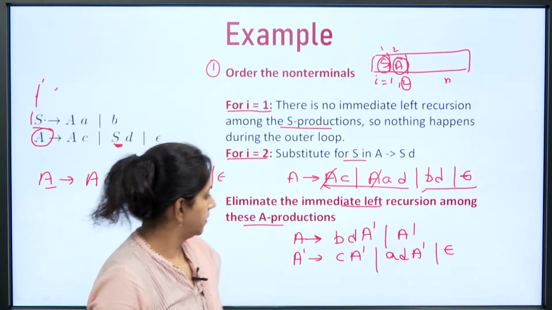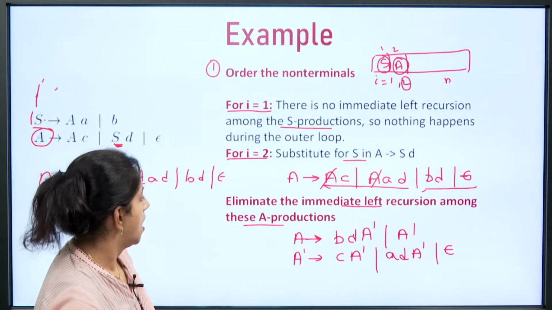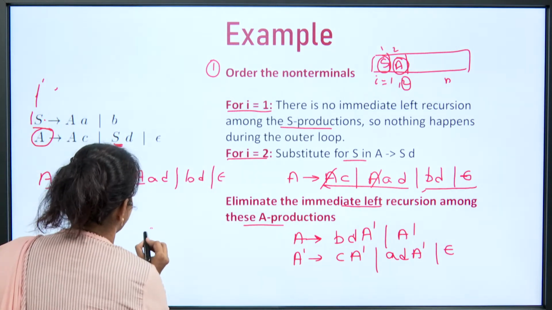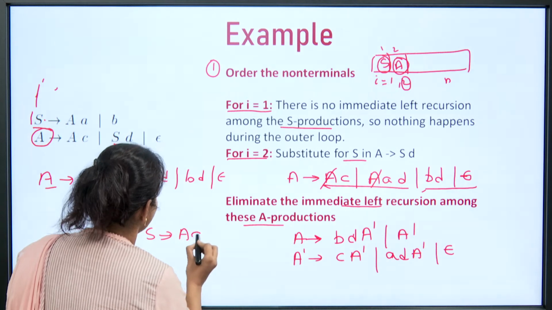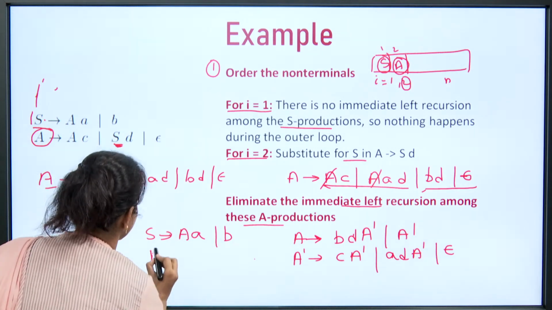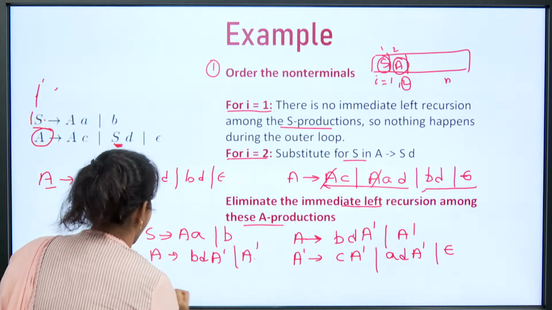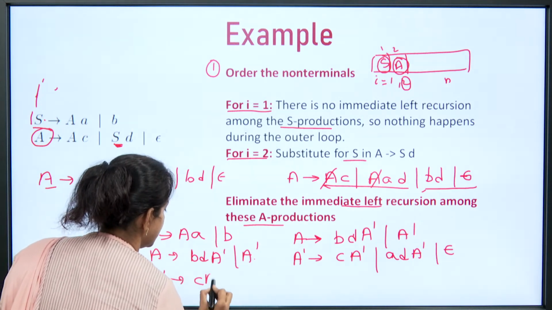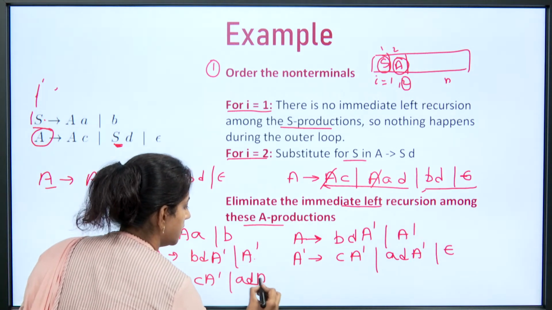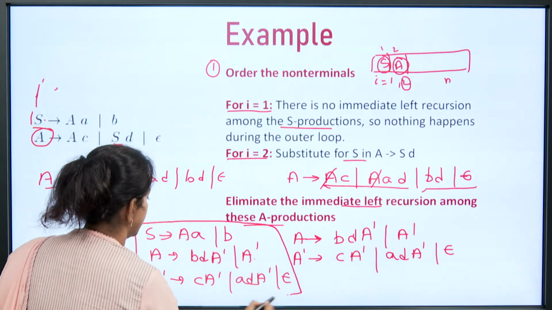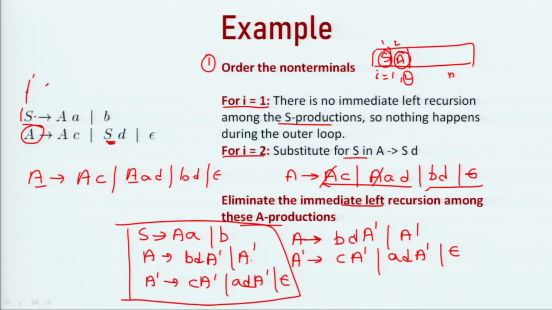So these will be the A productions and A prime productions, and the final answer or final conversion will be: we will write the S production as it is, S2AA or B, then the A productions are BD A prime and A prime, and then the A prime production will be C A prime, AD A prime and epsilon, right. So this is our answer, and here we have eliminated left recursion from the given grammar. Why have we eliminated it? Because such grammars are not suitable for top down parsing.